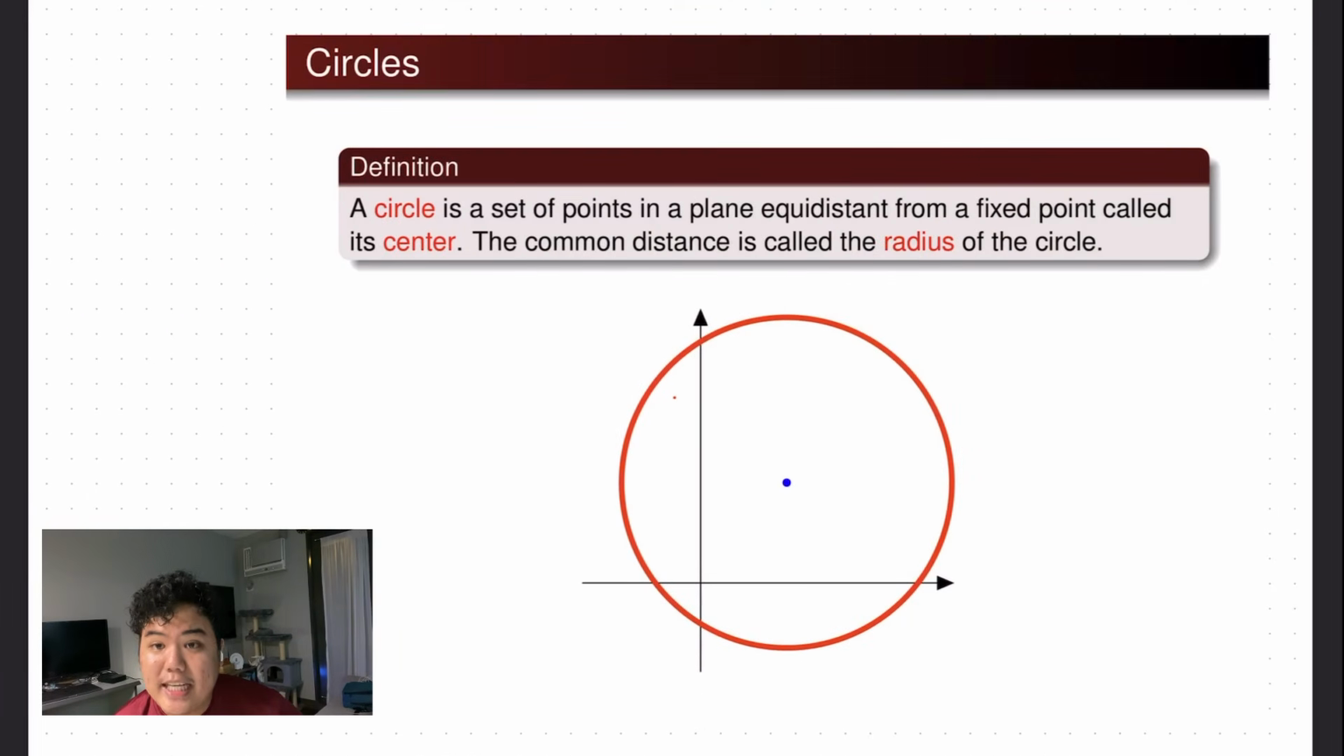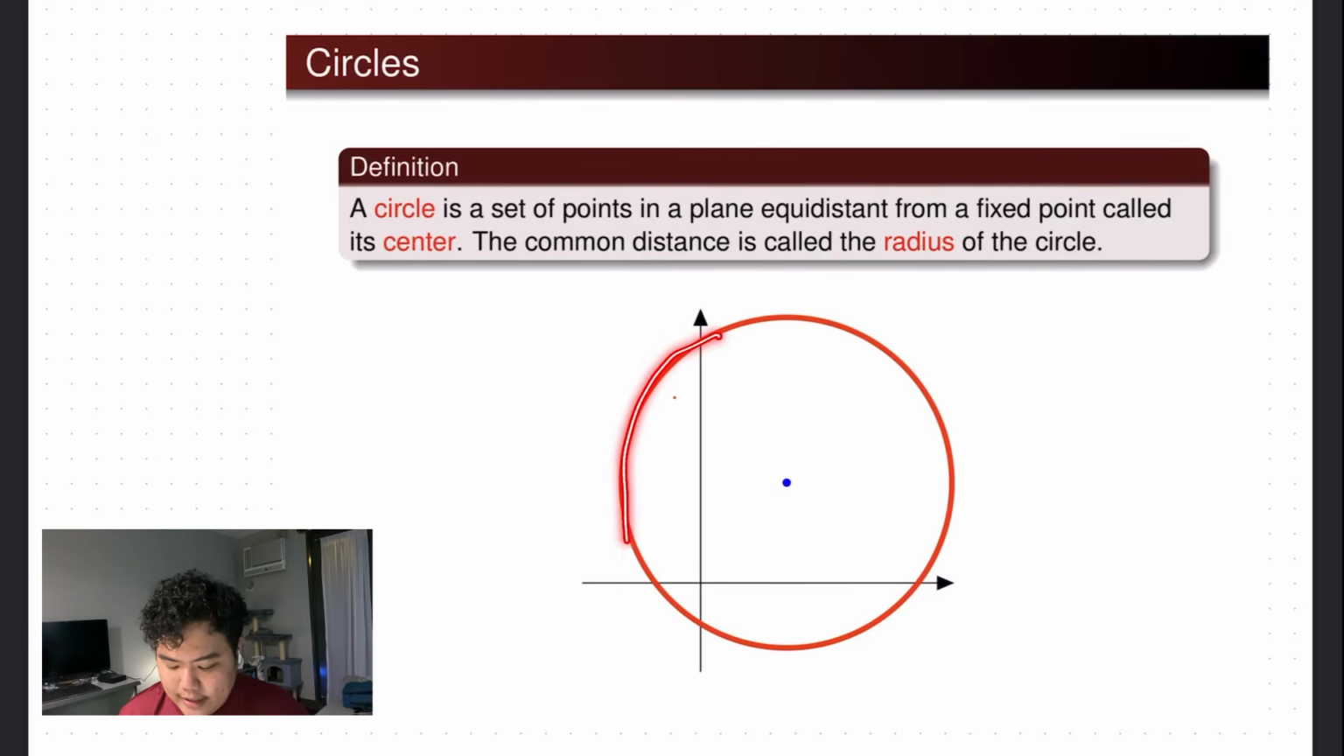Okay, so punta naman tayo sa circles. So, let us define what a circle is, or at least recall man lang natin, no? So, a circle is a set of points in a plane equidistant from a fixed point. That fixed point is called the center. So, in this case, ito yung center natin, yung blue.